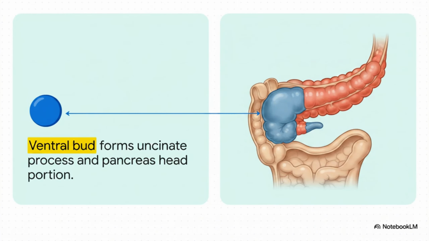Now, understanding what these two separate buds ultimately become is absolutely critical. It is a classic, highly tested board exam concept that the ventral bud exclusively forms the uncinate process and just the lower portion of the head of the pancreas. That's literally it. The dorsal bud, on the other hand, is the heavy lifter here. It's responsible for the entire remaining gland. We're talking the rest of the head, the entire body, and the tail of the pancreas.